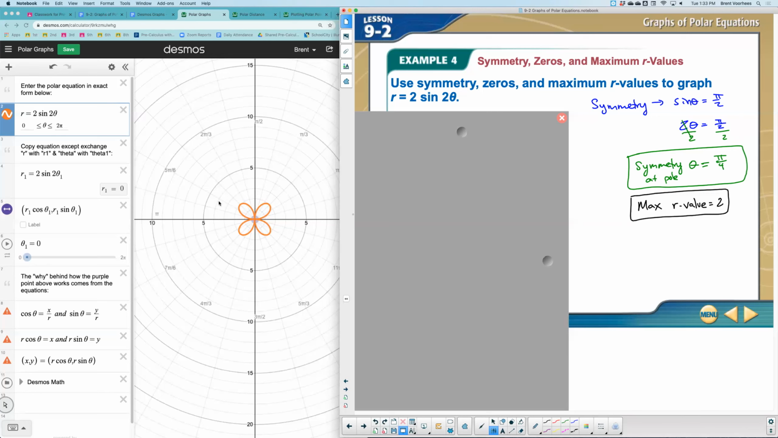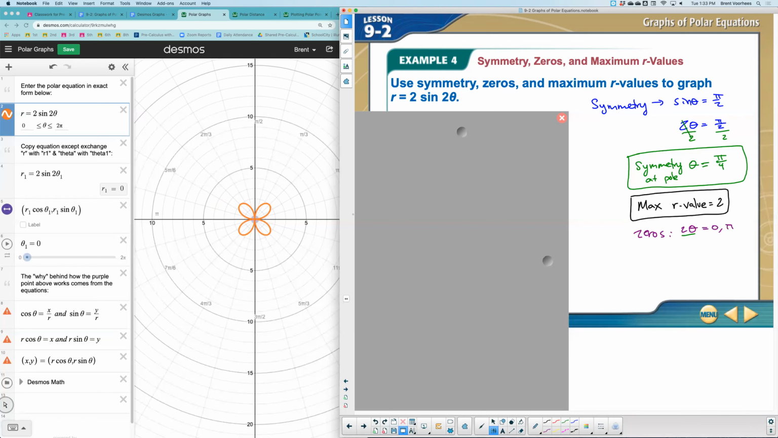At 0 and pi, the y value is 0. So this graph will have zeros. You've got to take into account the transformations though. So normally it would be at 0 and pi, but because we're working with 2 theta, I want to put a 2 there and solve it.